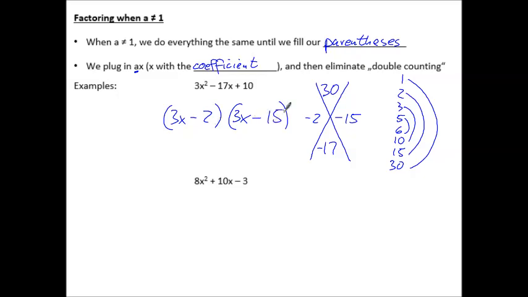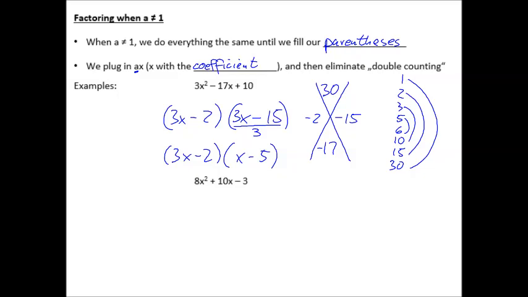Now take a look at that. We have 3x in both parentheses, but we only had 3 as a coefficient once. So we need to eliminate it in one place, and where we eliminate it is where we can divide both terms by that number. 3x minus 2, there's nothing that they have in common, but 3x minus 15, we can divide both of them by 3, and then we get our final factors, 3x minus 2 times x minus 5. And we're done.